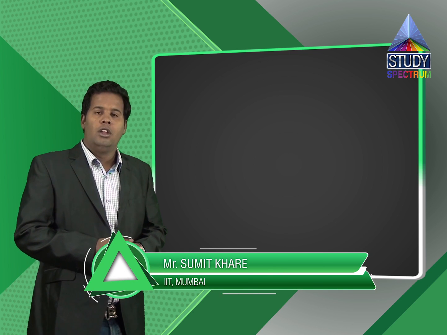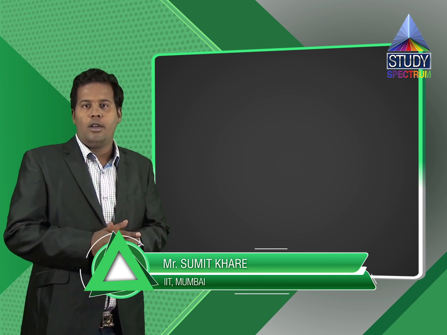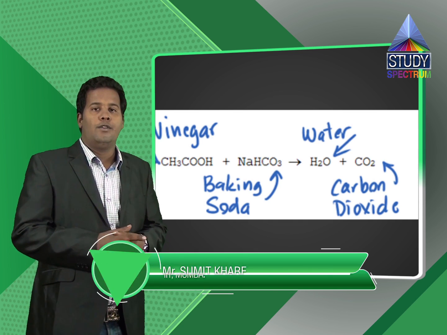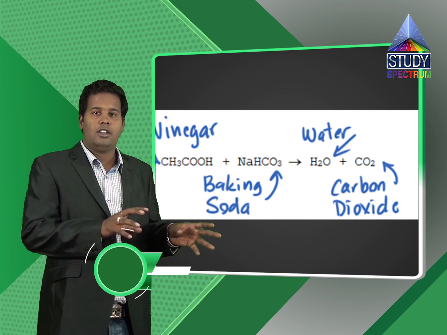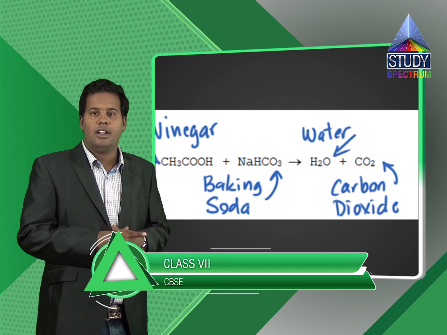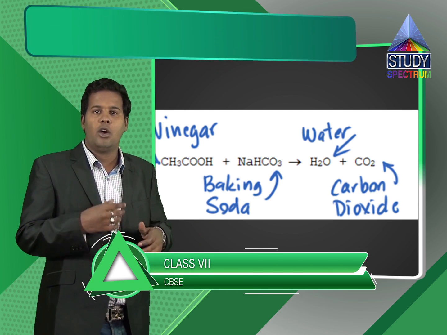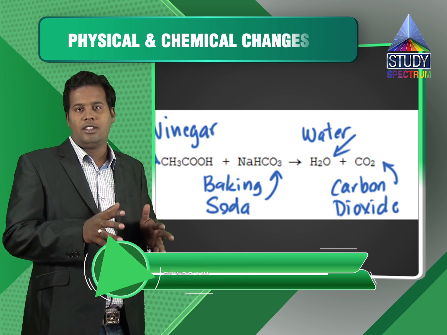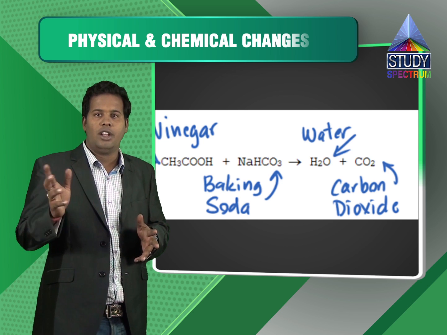formed with the evolution of a gas. What type of change is it? Explain. You see, we have studied the reaction of baking soda and vinegar in this chapter, if you remember. We have seen when vinegar, CH3COOH, which is an acid, reacts with baking soda, carbon dioxide is formed, also with water and sodium acetate, that is CH3COONa.